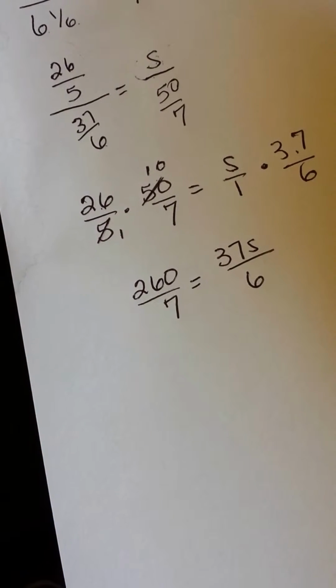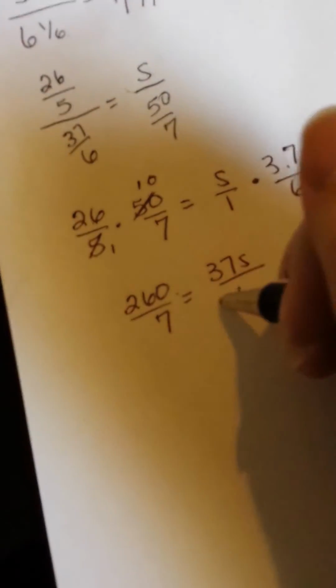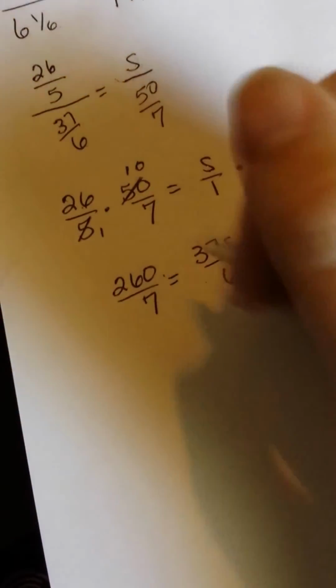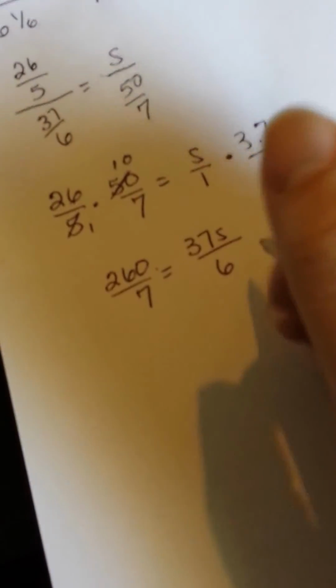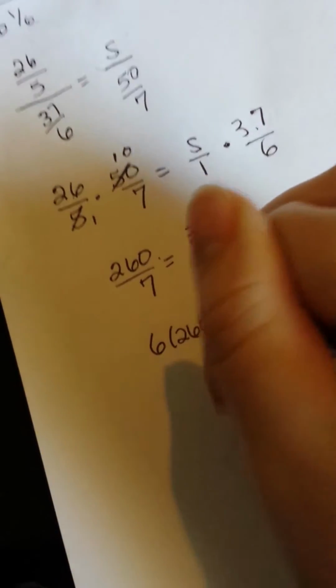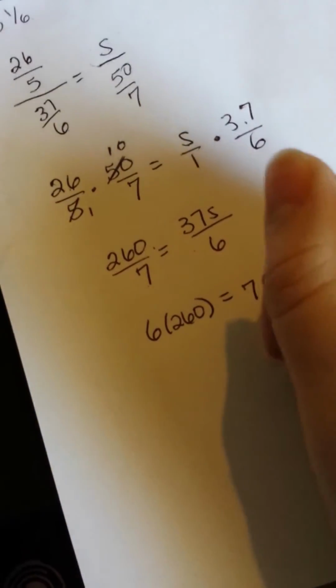And then to solve, again, I can cross multiply. Because these things are proportions or ratios, that is, one fraction equals another fraction. So I'm going to do 6 times 260 is equal to 7 times 37S.